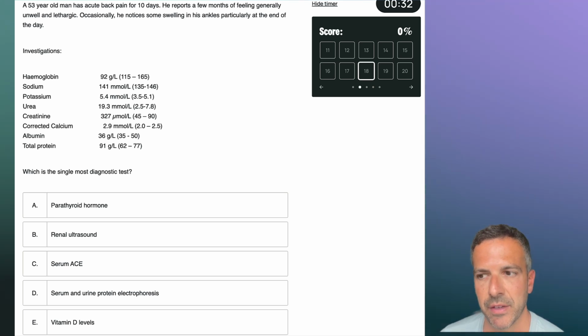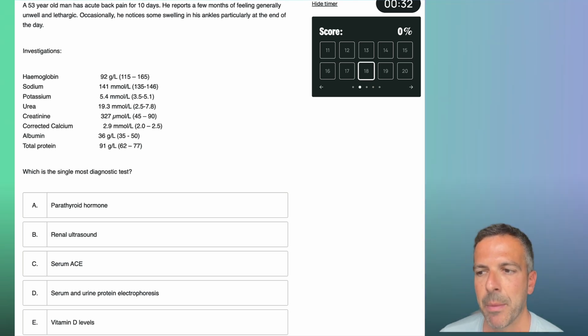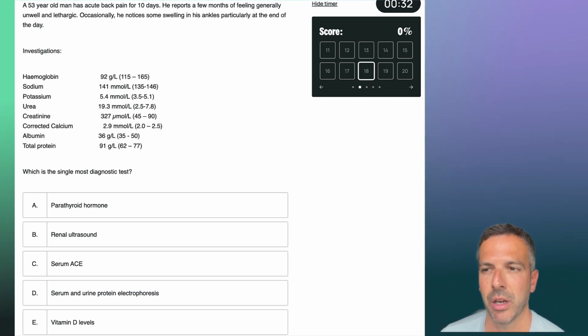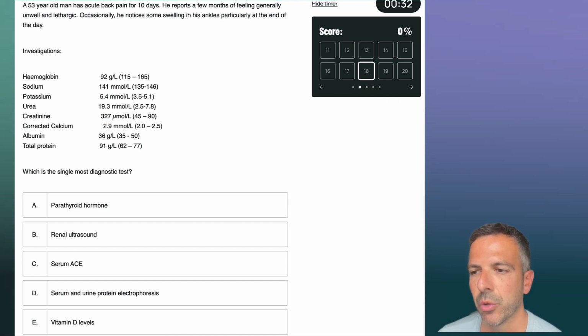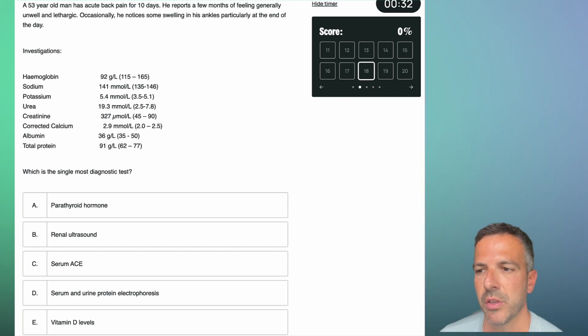Corrected calcium is elevated, 2.9. Albumin is 36, and there's a clue here. The total protein is 91, which is significantly higher than albumin. We'll come back to that in a moment. So looking at all this together, the next question is, what is the single most diagnostic test?